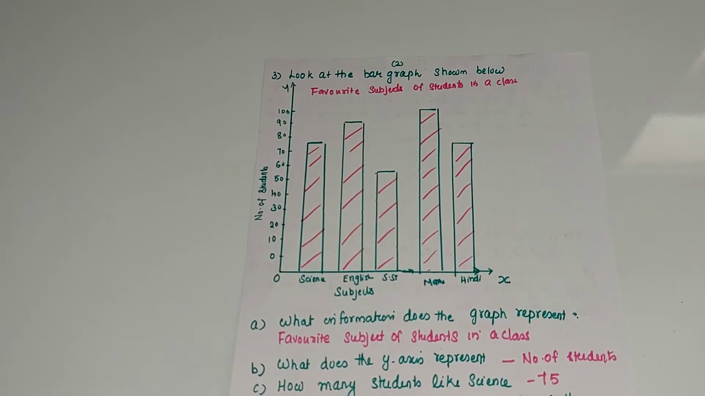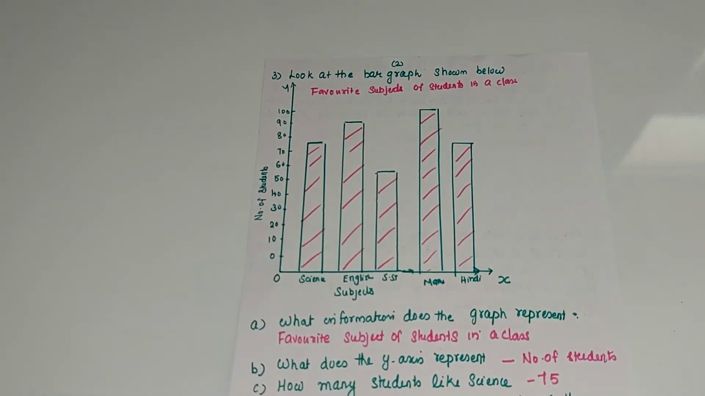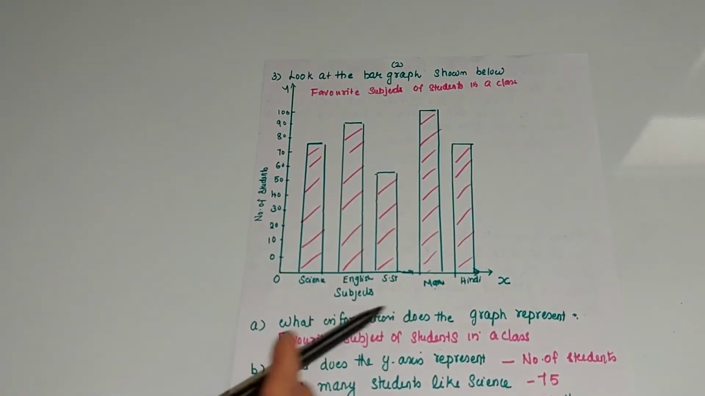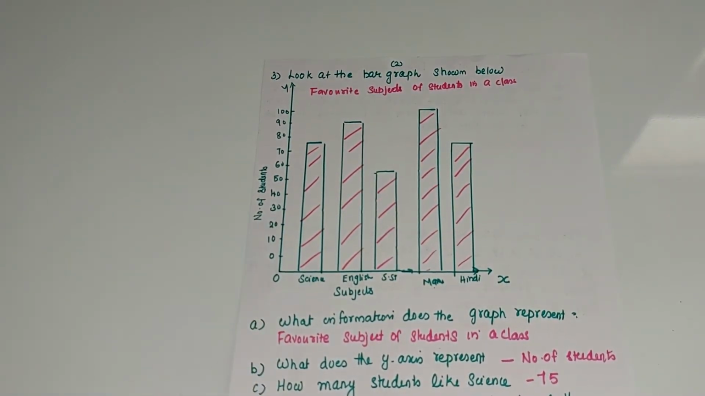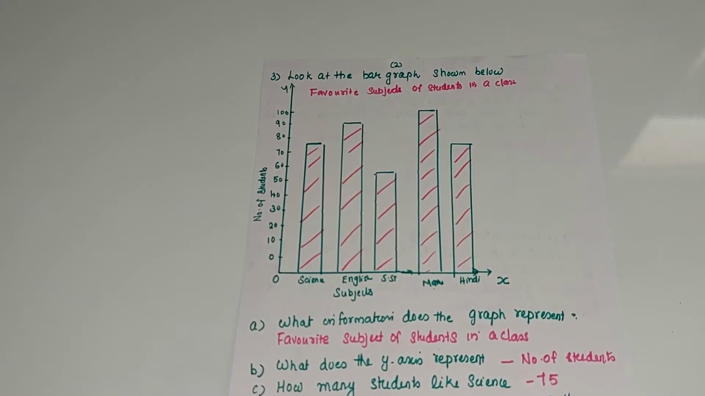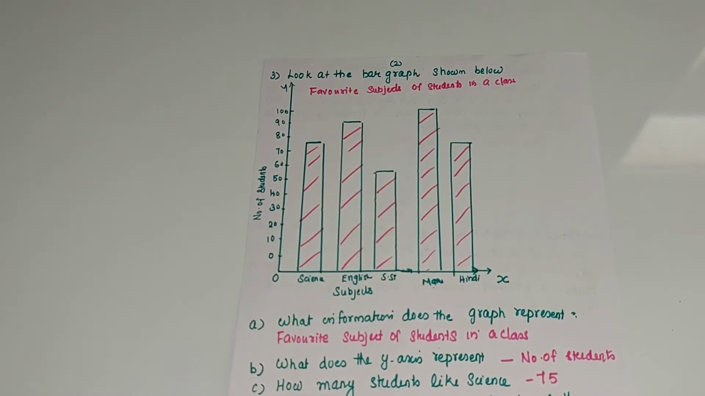Now our third question, look at the bar graph shown below. Favorite subject of students in a class is given. So this is a bar graph which represents the favorite subjects of students in a class. There are 5 subjects, and here in the x-axis it is subject and in the y-axis the number of students is shown. So our first question is, what information does the graph represent? It is given that favorite subject of students in a class. So favorite subjects of students in a class is the information this graph is giving.